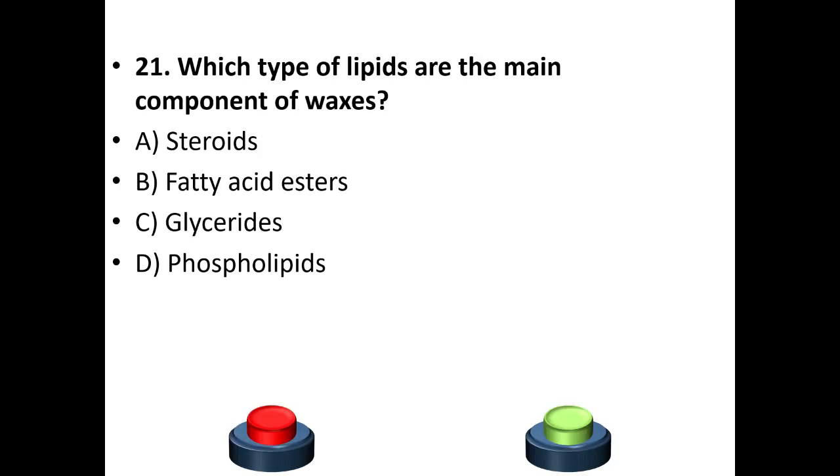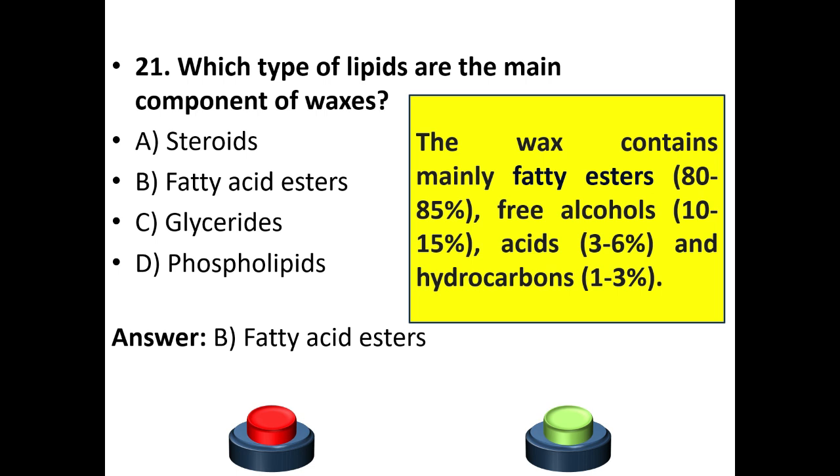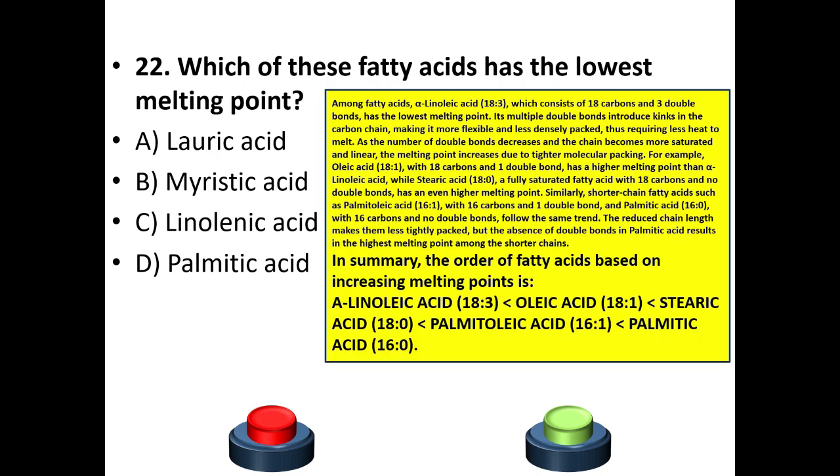21. Which type of lipids are the main component of waxes? Steroids, fatty acid esters, glycerides, phospholipids. Which is the answer? Here answer is B, fatty acid esters. The wax contains mainly fatty esters 80 to 85%, free alcohol 10 to 15%, acids 3 to 6%, and hydrocarbons 1 to 3%.